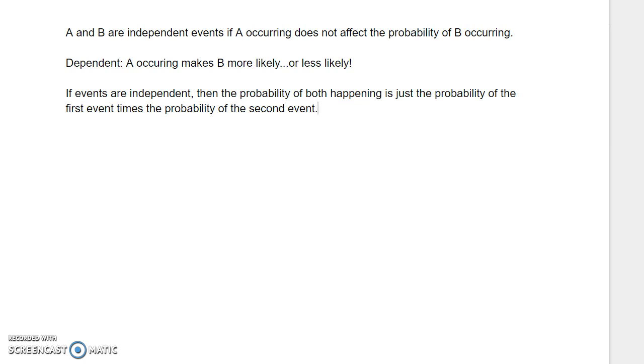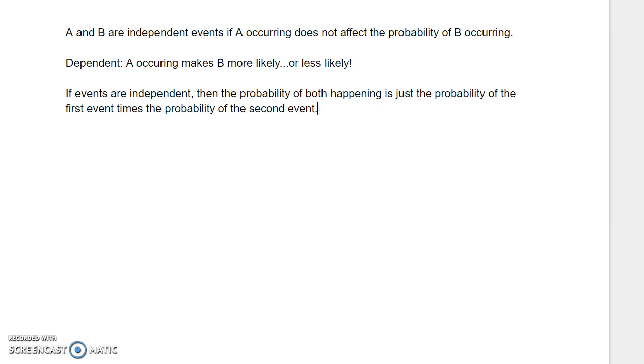Suppose I flip a coin and I roll a die. Whatever I get on the coin doesn't affect the probability of what I get on the die. So if I flip a heads, it doesn't make getting a 6 more or less likely. If I flip two coins, that's also independent. Getting a heads on the first one doesn't make getting a heads on the second one any more or any less likely.